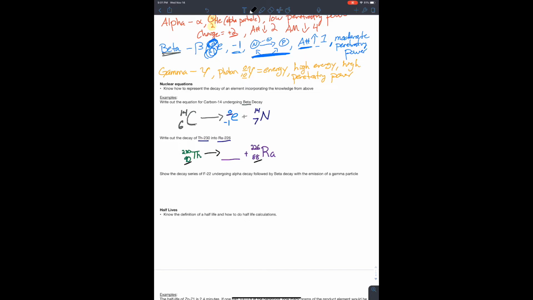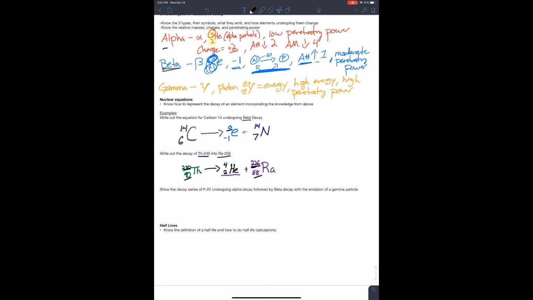So that should be enough to already tell you what's going on here. So we know that we had to lose 2 protons, and then 230 went to 226, so we lost 4 total atomic mass. So something with 2 protons is going to be helium. So we lost a helium nucleus here, we lost the 2 protons and 2 neutrons.